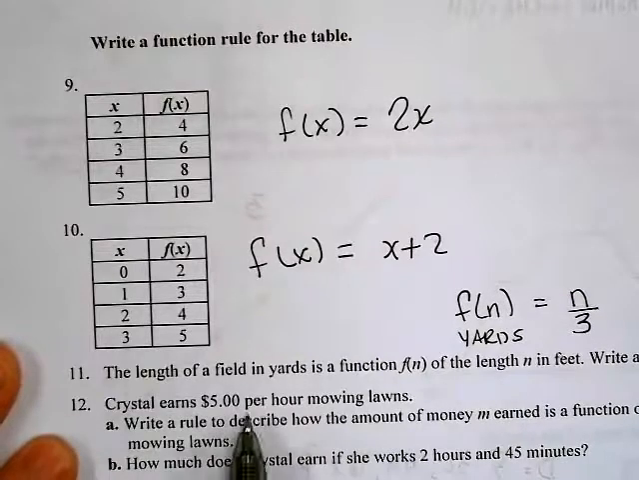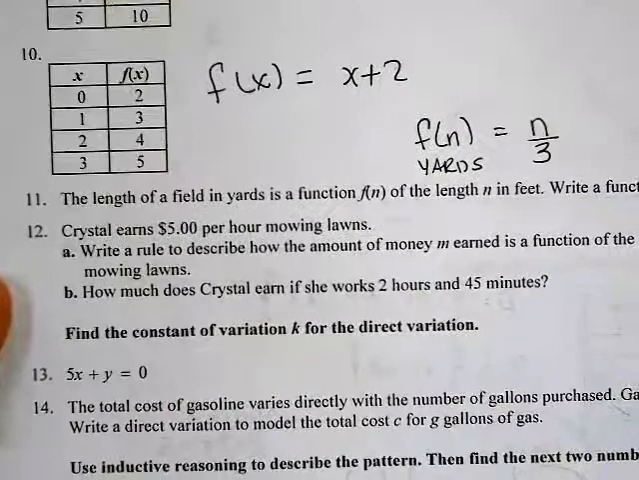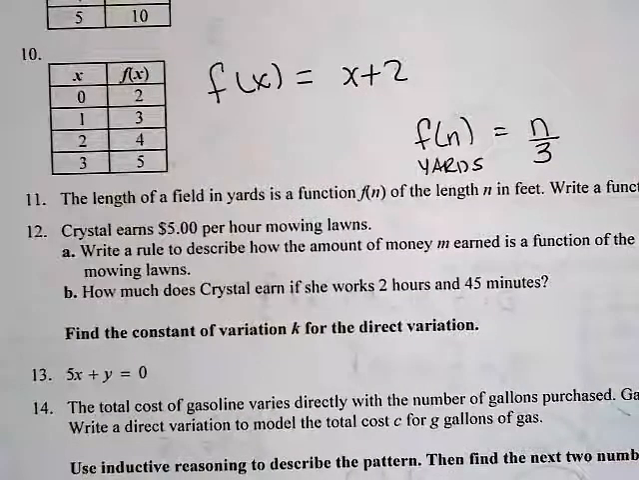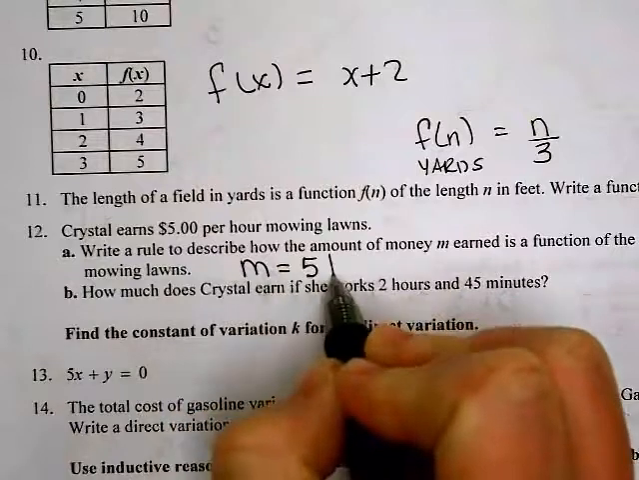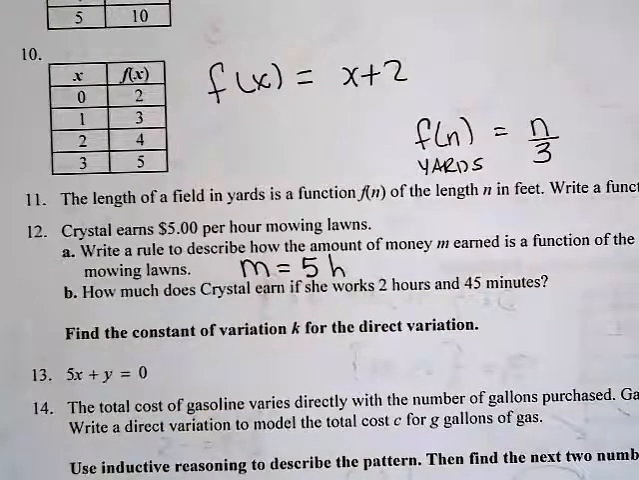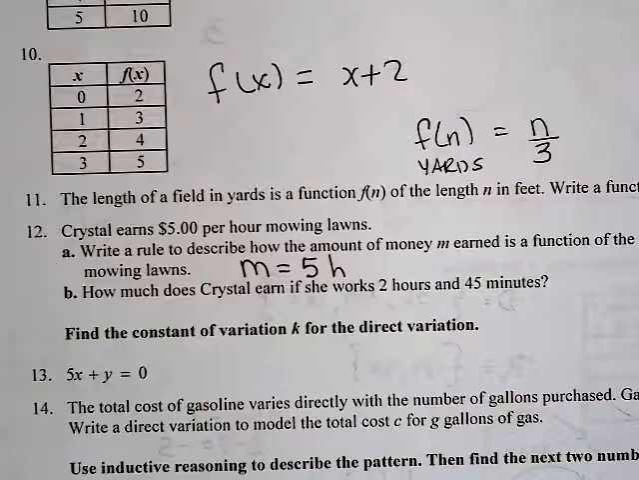Crystal earns $5 per hour mowing lawns. Write a rule to describe how much money M is earned as a function of the number of hours spent mowing lawns. So money equals 5h. How much does she earn if she works 2 hours and 45 minutes? Well, how much does she earn if she works 2 hours? That's easy. The 2 hour part's simple. $5 an hour, 2 hours. How much money is that? That's $10. She's gonna earn a little bit more than $10. Is she gonna earn $15?